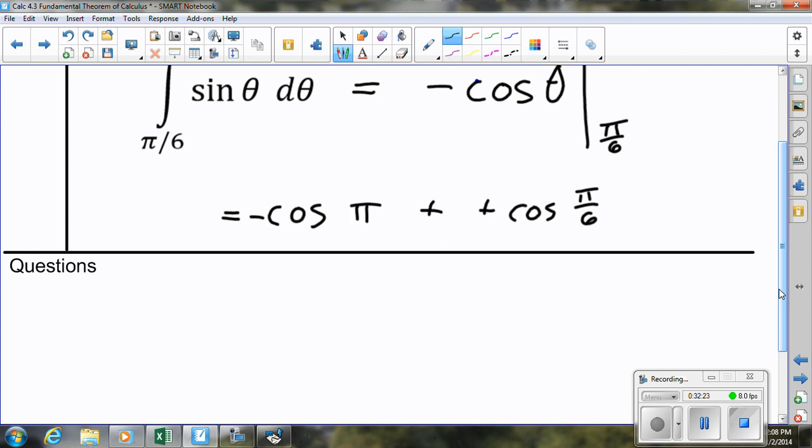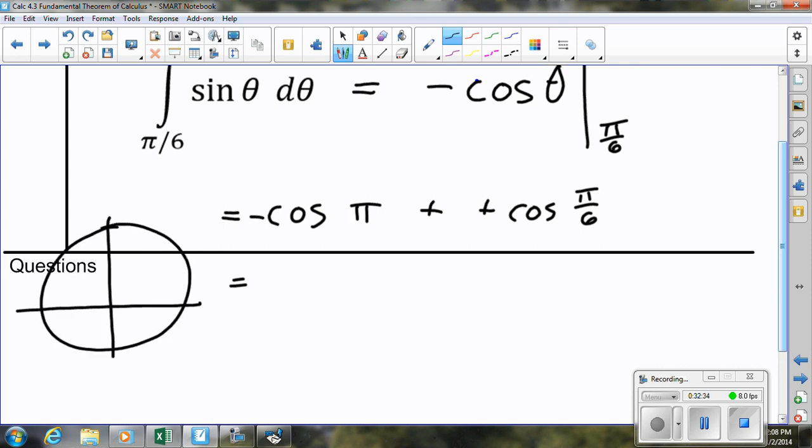So, what is the cosine of pi? If you don't instantly remember, draw your unit circle. Pi radians is right here. What's the cosine? Negative 1. So we would get the opposite of negative 1 plus the cosine of pi over 6.